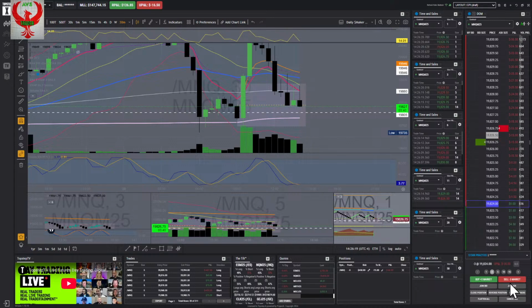15-minute range. Yep, trading 19,827s. Can we get 826? Wait and see. I think we will make it.